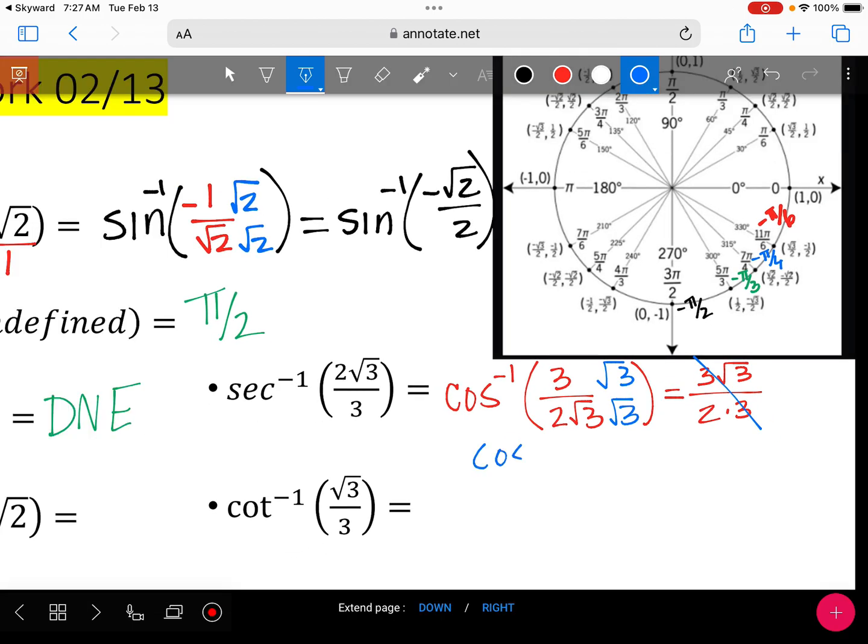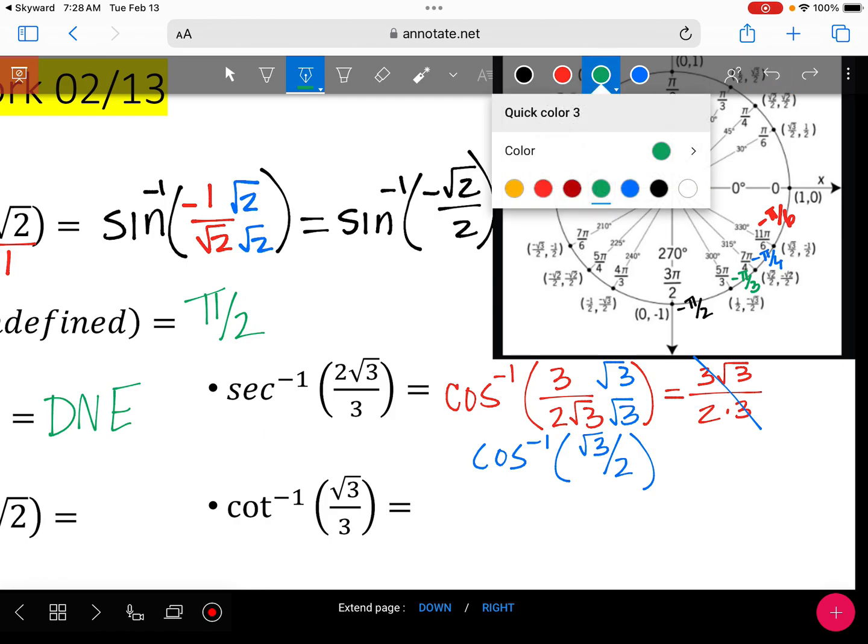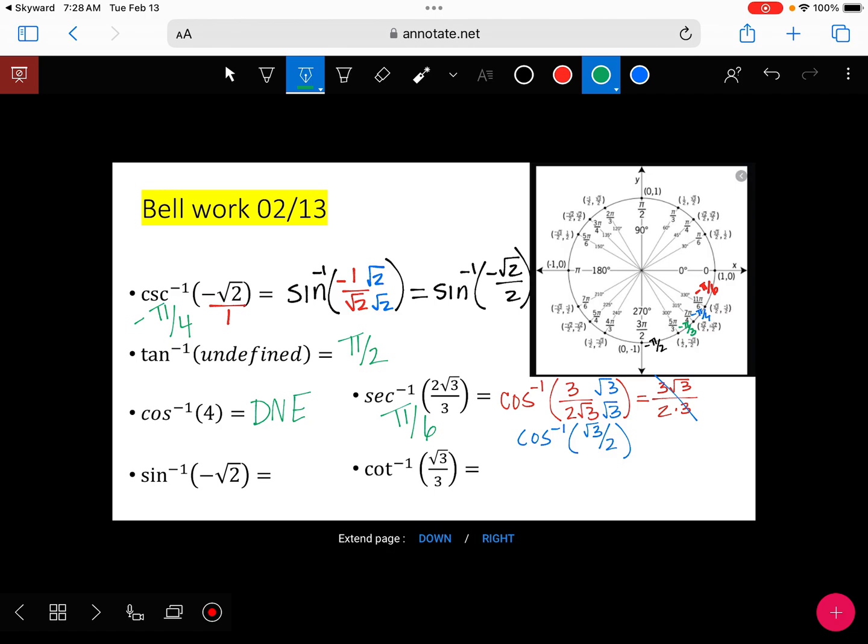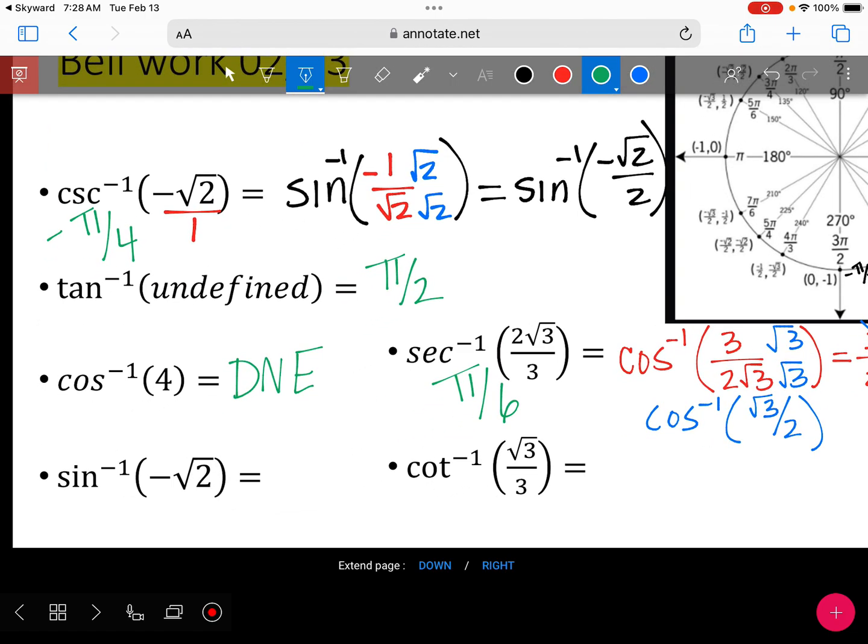So you really are just looking for the inverse cosine of positive root 3 over 2. Where is cosine positive root 3 over 2? Pi over 6. I agree. So that would be the answer here. I'm going to write that in green. Hold on. All right. Where is sine negative root 2? It's never, yeah. Cosecant and secant, but not sine. So that's my second D and E.